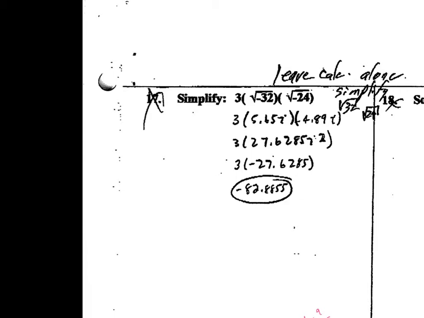What went wrong here is when asked to simplify, the student mistakenly used the calculator, thus leaving this message from the teacher, "leave calculator alone." What she needs to do is use the simplification for the radicals, which we're going to go through next.